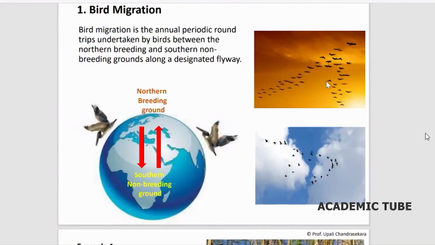Now, in this modified preparation here, I am showing you a bird migrating, flying from the northern side of the world to a southern side. On this side, the same bird flies back to the home area. It's the northern home area, right? Now, this northern home area is usually the place where they breed.